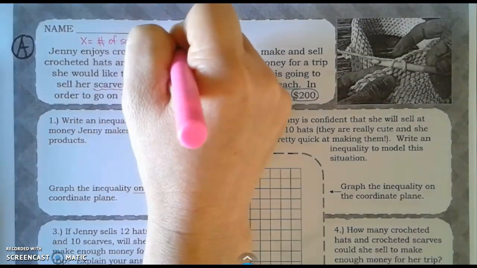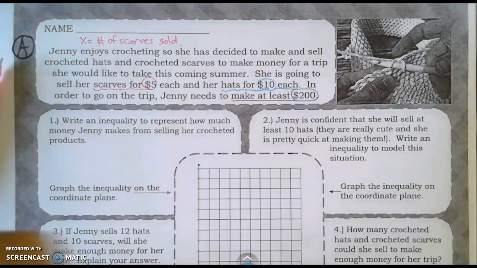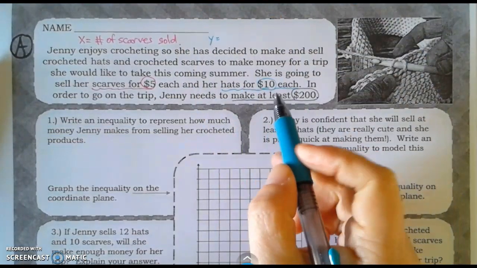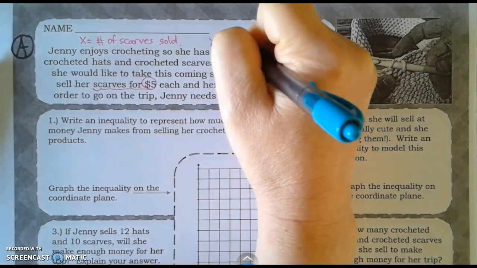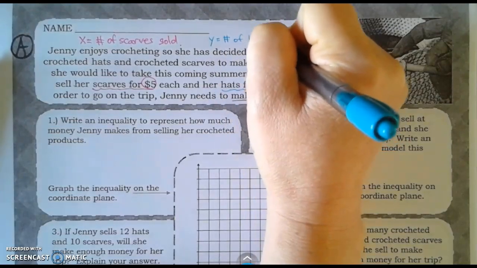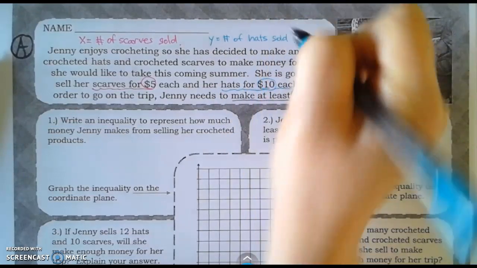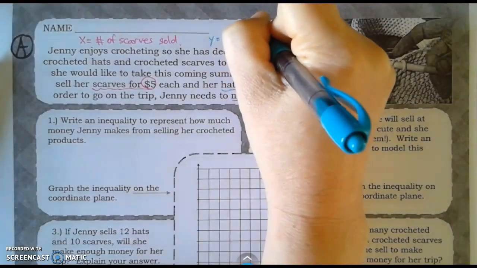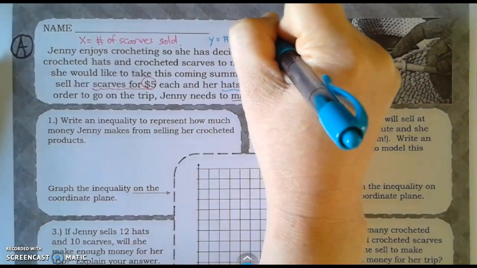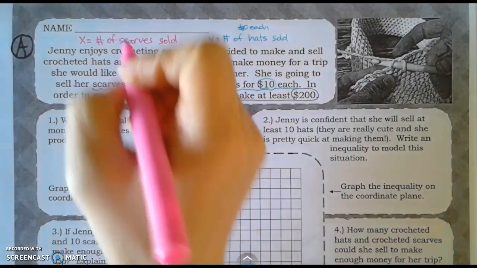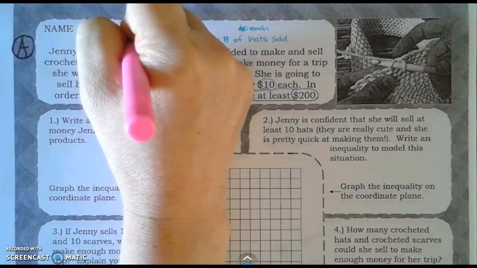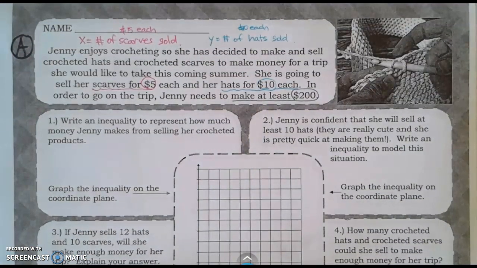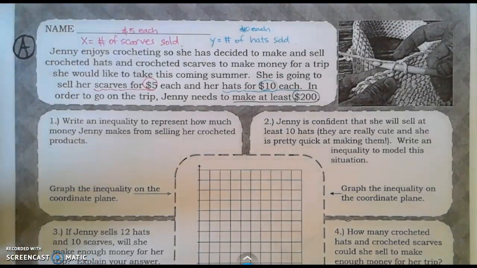Then what is my Y? What's the other variable, the other thing that could change in number? It's the number of hats sold. And we know that the hats are $10 each, and I'm just going to write that on top. And we know that scarves are $5 each. I'm just going to write it because that's part of the information we already know.